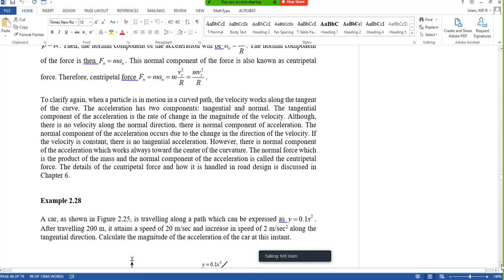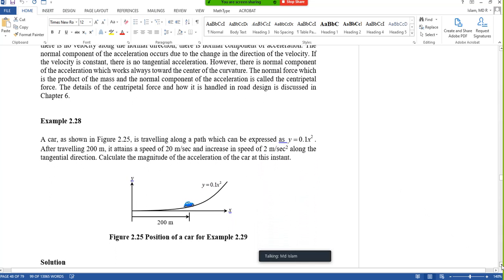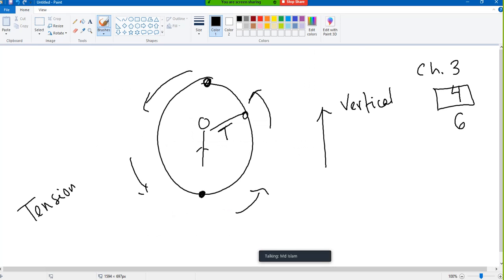One example: a car is going in a curved path. After traveling 200 meter, it got a speed of 20 and an increase in the speed. So it has a speed, say 20, and this speed is increasing at a rate of 2 meter per second square. That means, okay, before starting, what is 20? It is your V or VT. Okay, write it down.